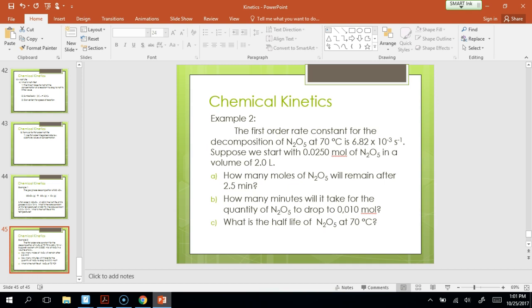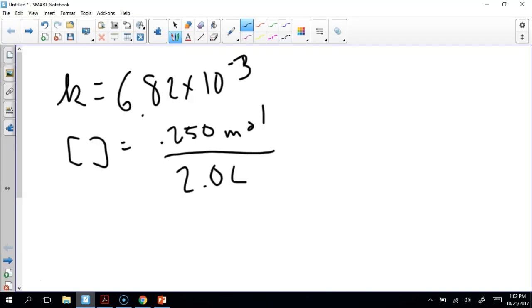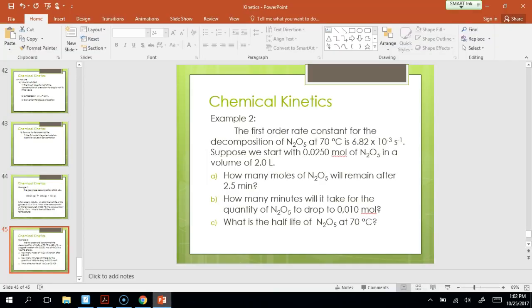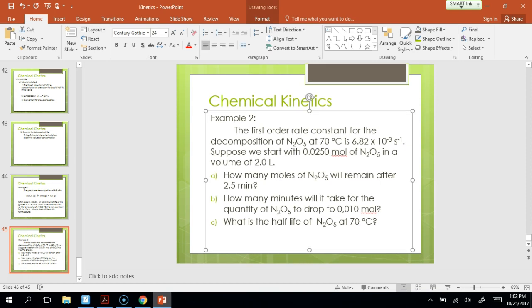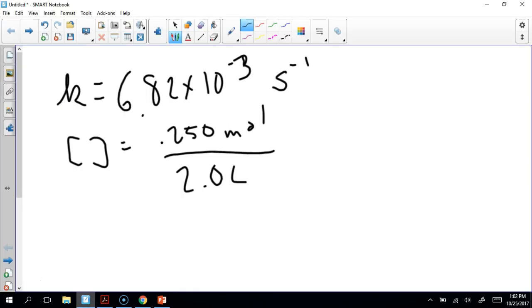So what I'm going to do is take this and transfer this information to my Smart Notebook so I can easily show you the problem. Okay, so I transferred all this information. It's right here. I have the rate constant, and the rate constant is in units of seconds to the minus 1. And then I have the concentration of that compound. And notice that in the problem it gives moles per liter. Well, moles per liter, we know that we're dealing with concentration because it's half-life and its rate.